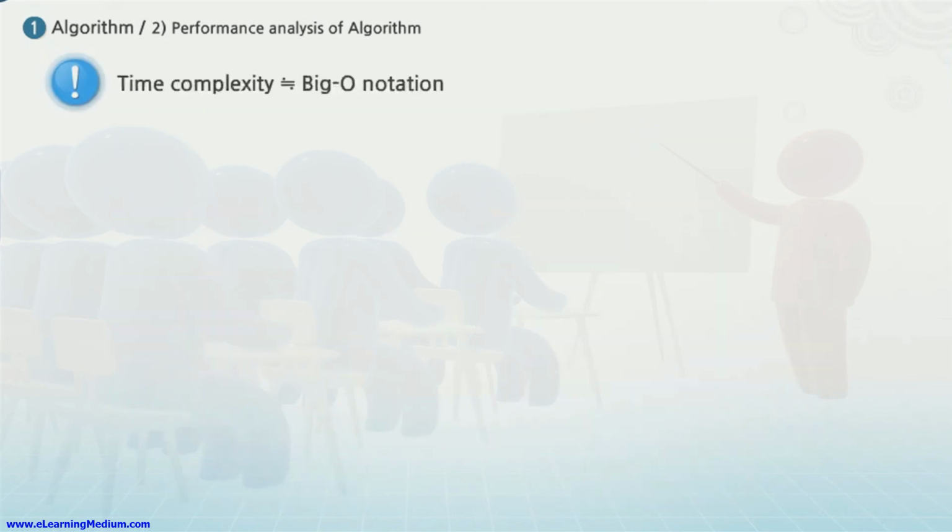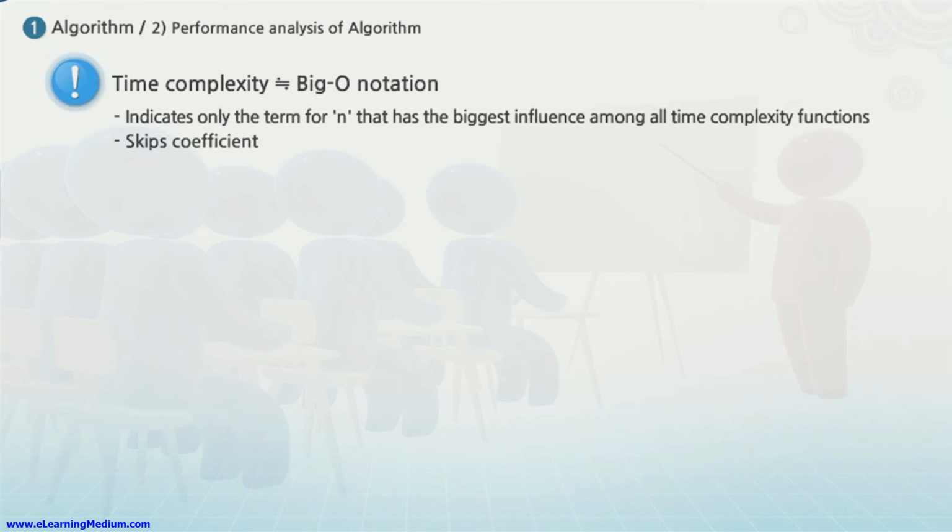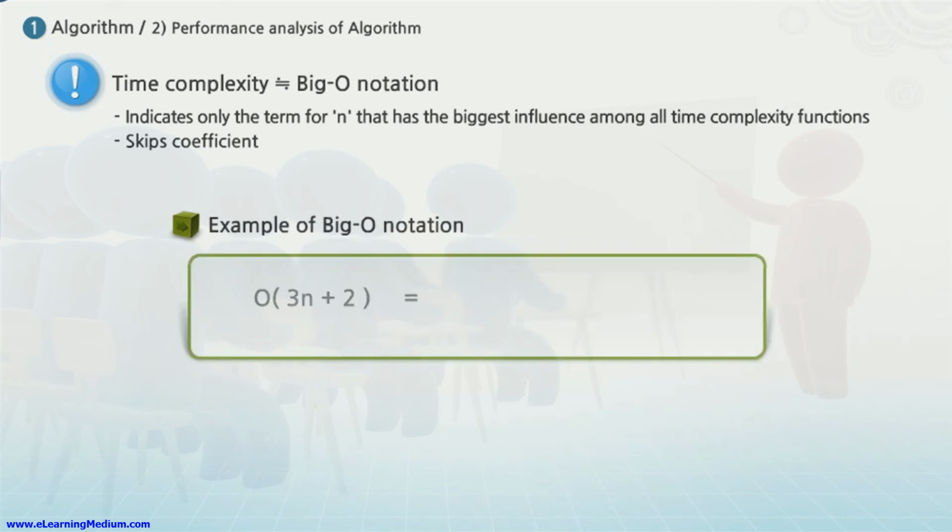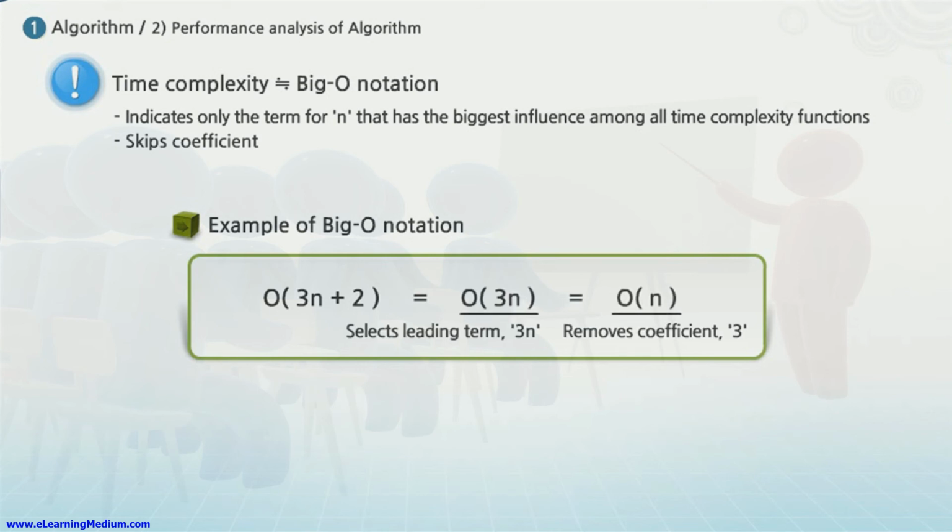One of the ways to express time complexity is Big O notation. Big O notation indicates only the term for n that has the biggest influence among all time complexity functions and skips coefficient. For example, Big O of 3n plus 2 drops a constant, selects leading term 3n only, removes 3, the coefficient of n, and indicates as Big O of n.